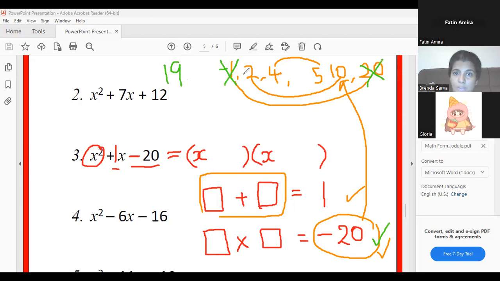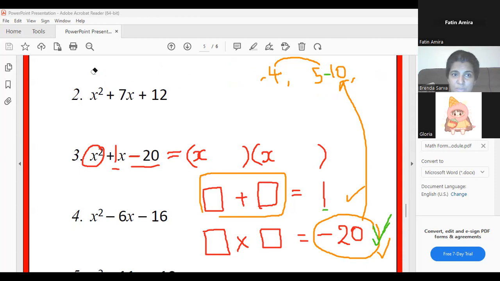Got it? Now, I could say negative 2 and 10. So negative 2 times 10, yes, I'll get negative 20. But if I do negative 2 plus 10, I'm going to get 8, not 1. If I do the other way, negative 10 and positive 2, I'm going to get negative 8, which is also not 1. Do you see that? So these are all not factors that we could use. We are left with 4 and 5.